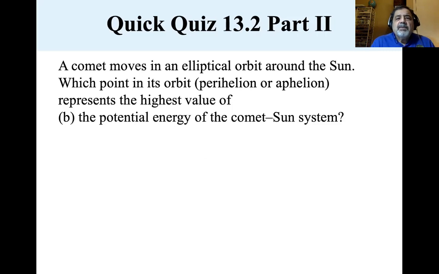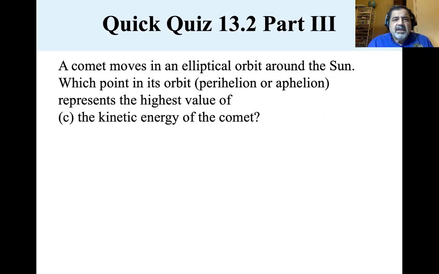Okay, let's look. A comet moves in an elliptical orbit around the sun. Which point in its orbit, perihelion or aphelion, represents the highest value of the potential energy of the comet-sun system? Well, I just said when the velocity is smallest, which is at the aphelion, kinetic energy is smallest. When the kinetic energy is smallest, the potential energy is the highest. So it's at the aphelion. There's the answer.